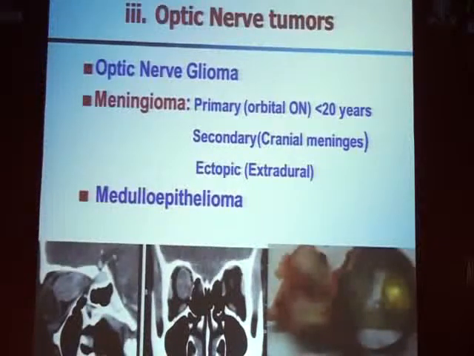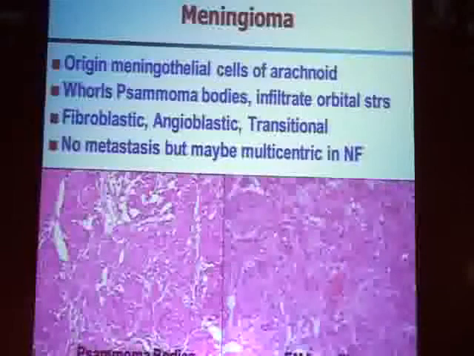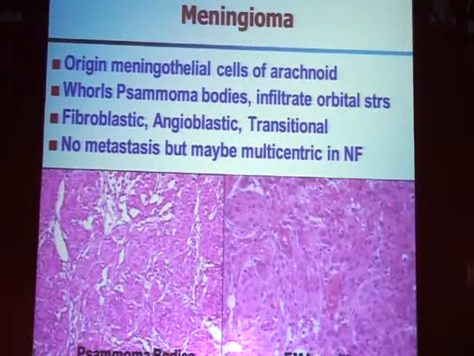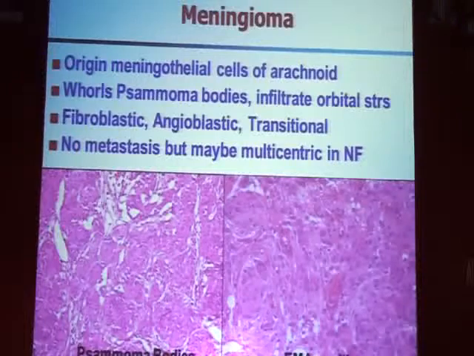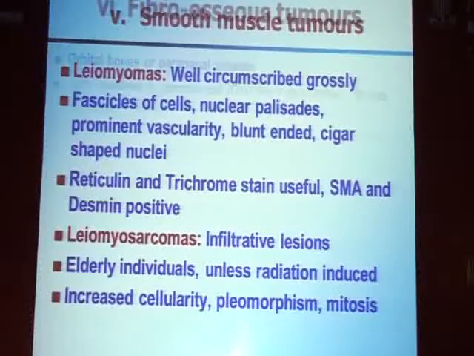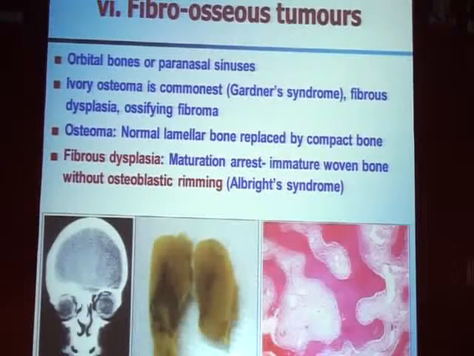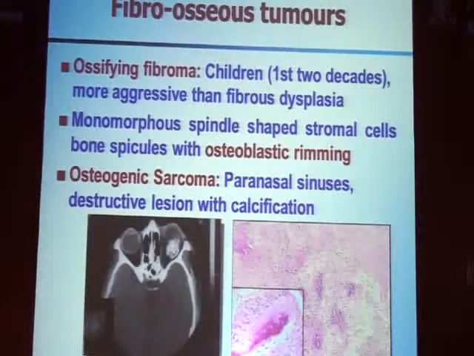So optic nerve gliomas have already been covered by Dr. Ruchi. The next important tumors are the meningiomas. They have got typical psammoma bodies, and the EMA stain is positive. Smooth muscle tumors are very rare. Fibro-osseous tumors are also very rare. We have occasional cases of fibrous dysplasia, in which we have this woven bone, and they lack the osteoblastic rimming, in contrast to the ossifying fibromas, which have an osteoblastic lining.